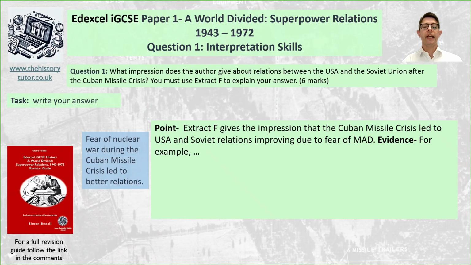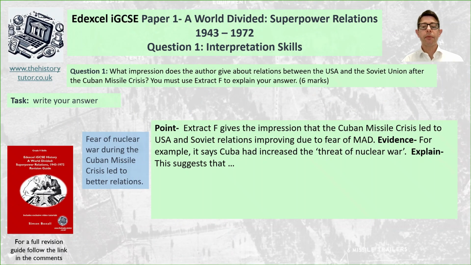Okay, so for example, I've said Extract F gives the impression that the Cuban Missile Crisis led to USA and Soviet relations improving due to fear of MAD. So I've turned that little box, the message there, into an opening sentence. I just want to give the overall impression of the extract. Then I can explain it. So now let's give some evidence. For example, it says, see if you can give a simple quote, just one sentence about how that message about MAD being a problem is in the extract. Pause now and away you go.